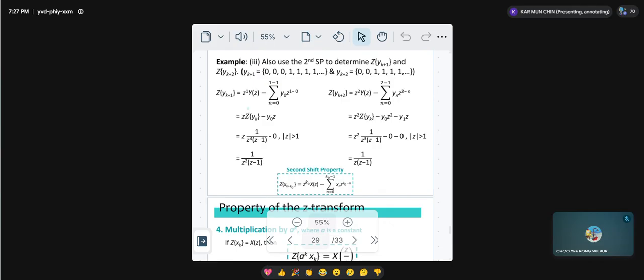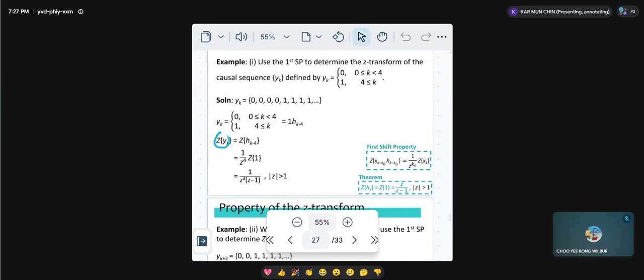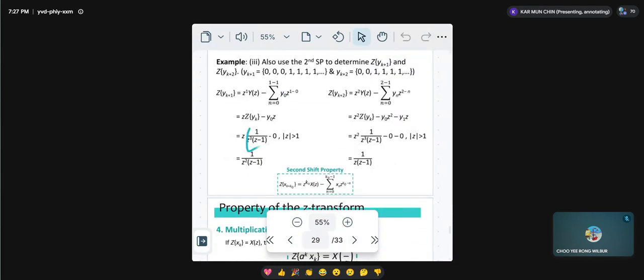So this part, just now you have done the Z transform of Y K. Remember here, you have done a Z transform of Y K. So this is the term 1 over Z cube, Z minus 1. Just plug in 1 over Z cube, Z minus 1. Cancel off, Z over Z cube, so 1 over Z square, Z minus 1.